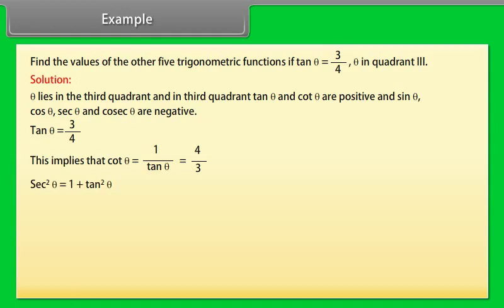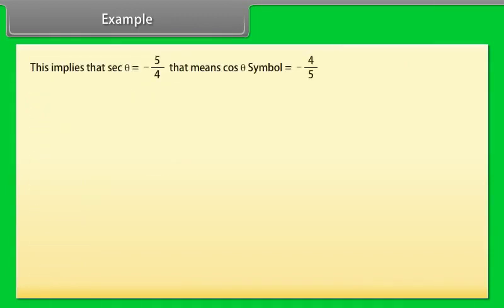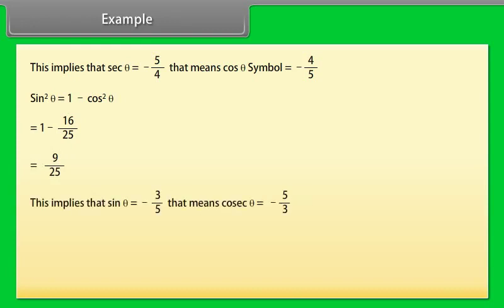Sec² θ = 1 + tan² θ = 1 + (3/4)² = 1 + 9/16 = 25/16. This implies that sec θ = -5/4. That means cos θ = -4/5. Sin² θ = 1 - cos² θ = 1 - 16/25 = 9/25. This implies that sin θ = -3/5. That means cosec θ = -5/3.